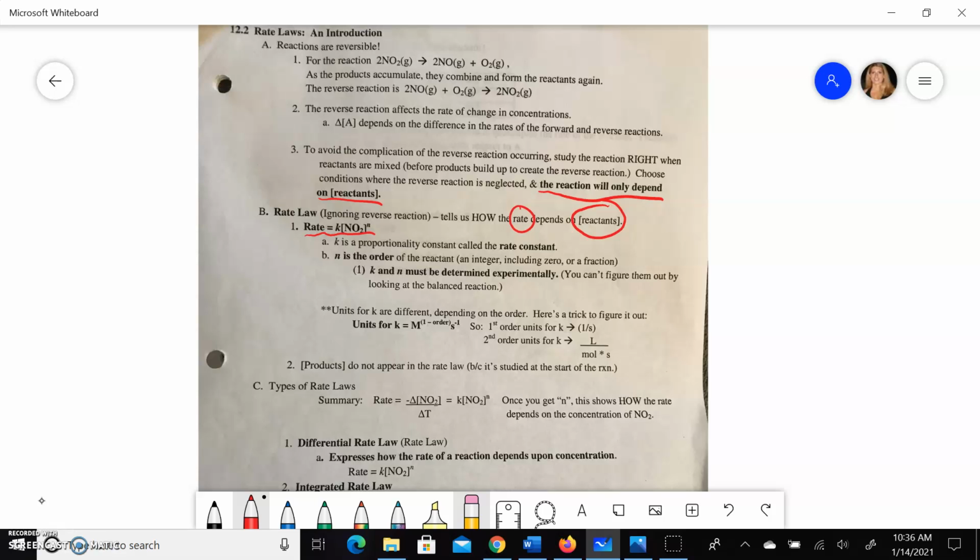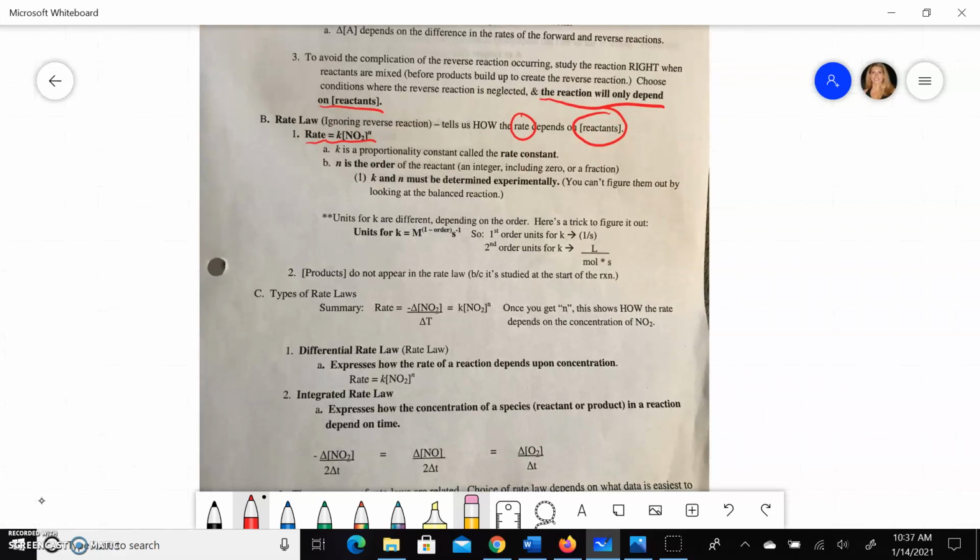So this is something that is going to be constant for that particular reaction, and you're going to be able to solve for that using the data given to you in the question. N, the exponent on the brackets there, is the order of the reaction, of that reactant. And it basically gives scientists information about how the rate depends on the concentration. So if they know it's a first order or a second order, it gives them a lot of information about that reaction. And I'm going to show you how to solve for both of those.